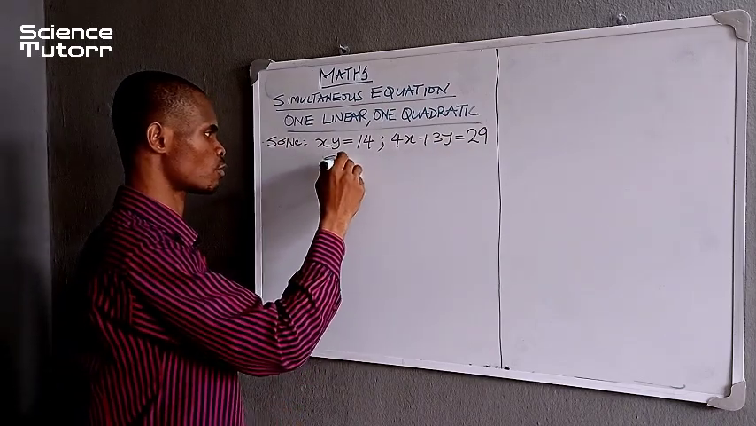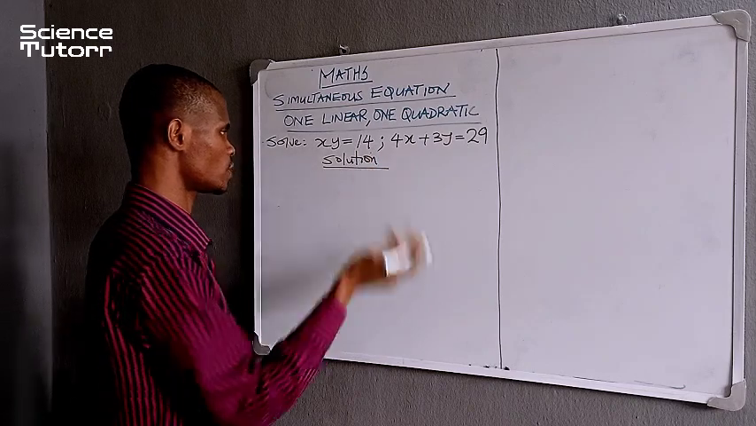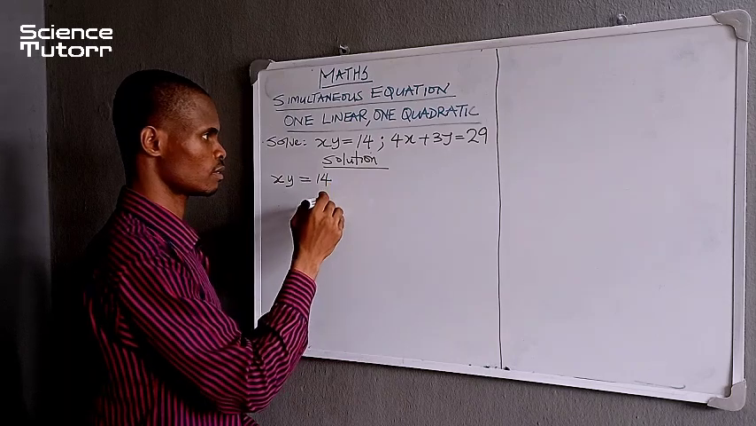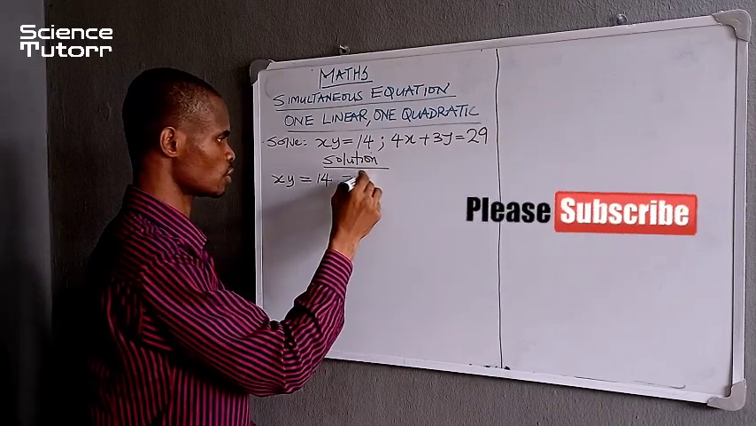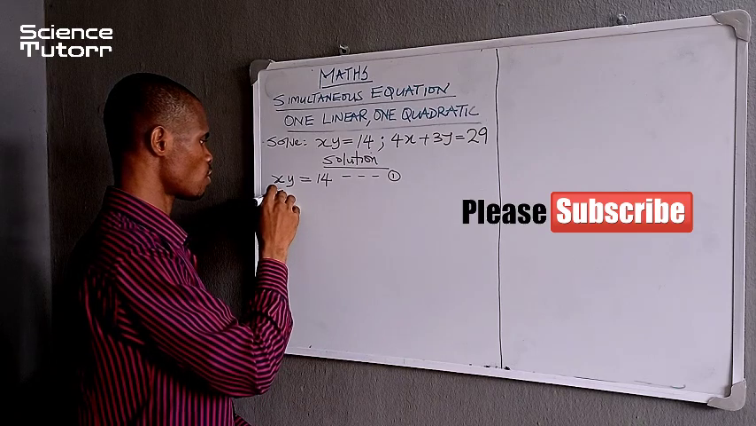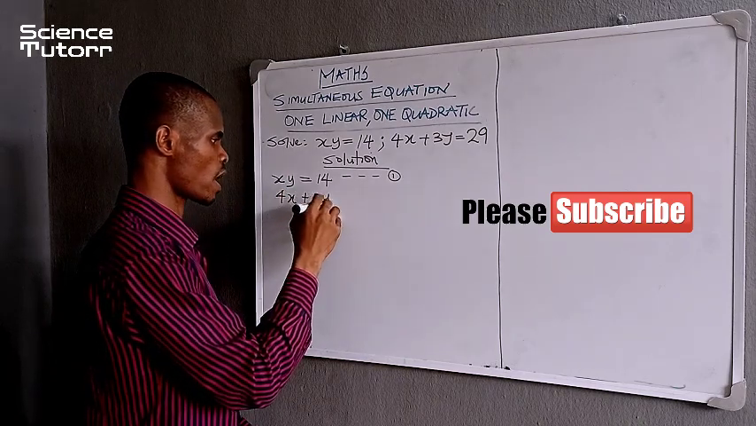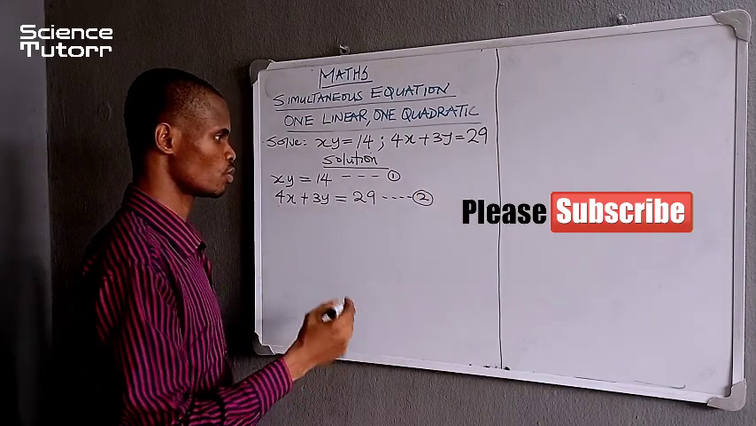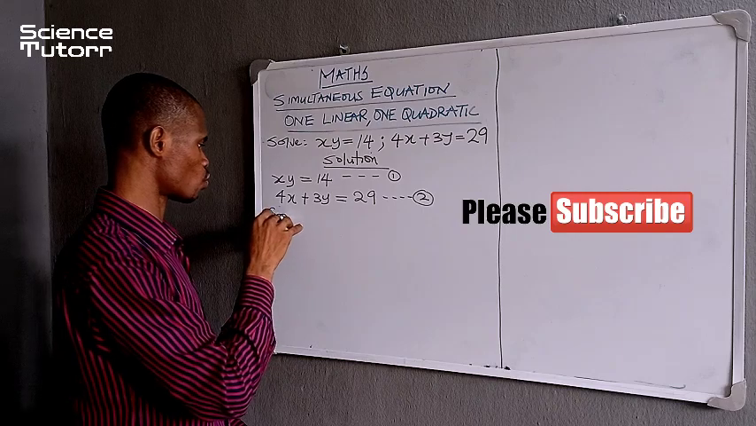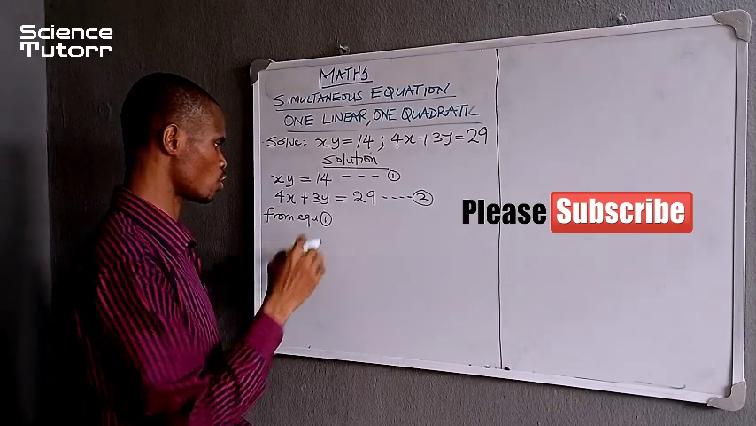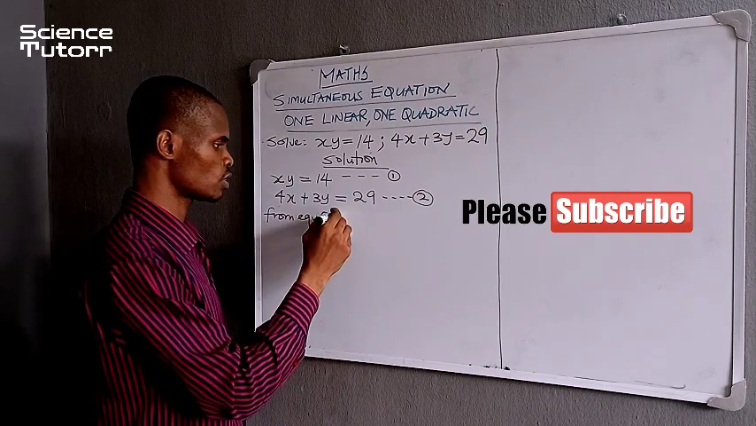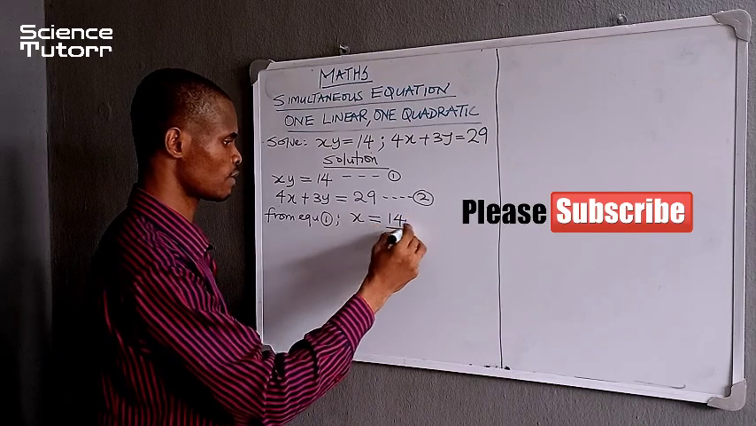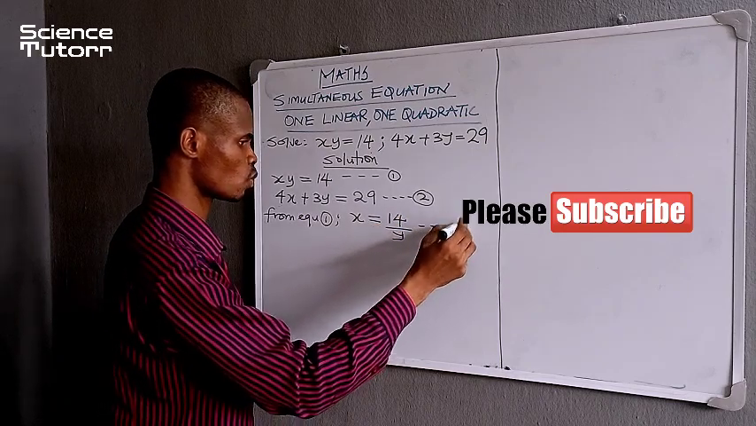Now in solving a problem of this nature, we follow the same procedure. We have xy equals 14. This will give us equation 1. Then we have 4x plus 3y equals 29. This will give us equation 2. Now, what we do from equation 1, we could make either x or y the subject. So if we are going with x, simply it will give us 14 divided by y. So we can call this equation 3.